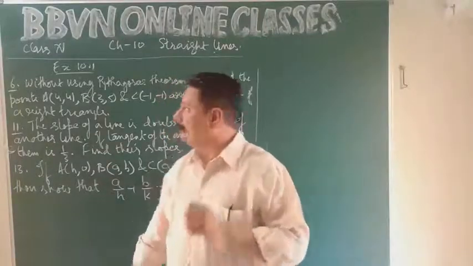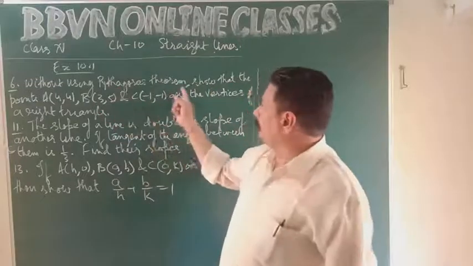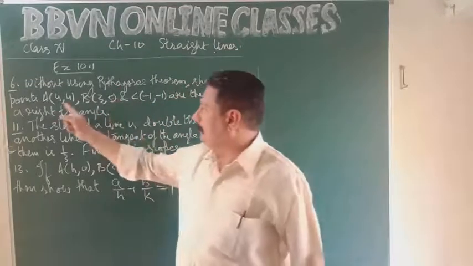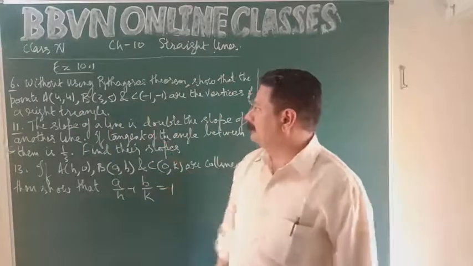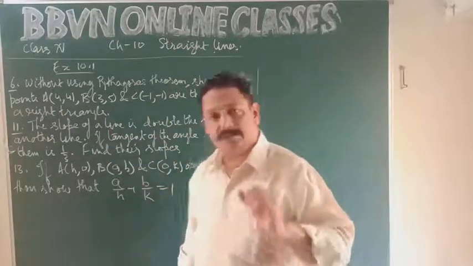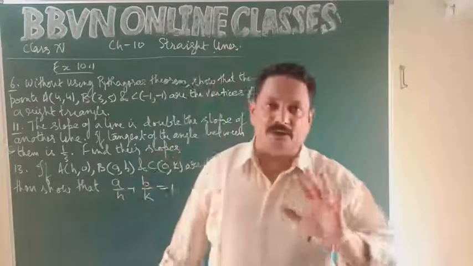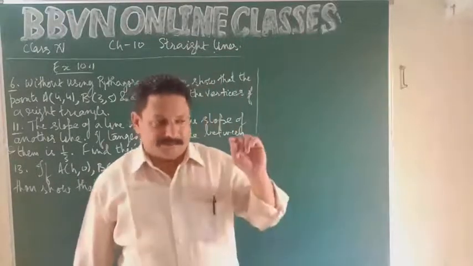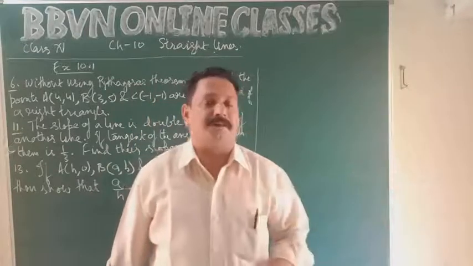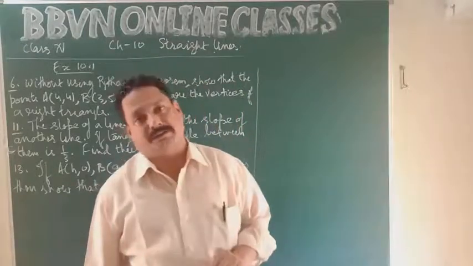to the solution. Without using Pythagoras theorem, we have to show that the points A (4, 4), B (3, 5) and C (-1, -1) are the vertices of a right triangle. So children, we will use the concept of slope here. In a right angle triangle, the sides other than the hypotenuse are mutually perpendicular to each other.